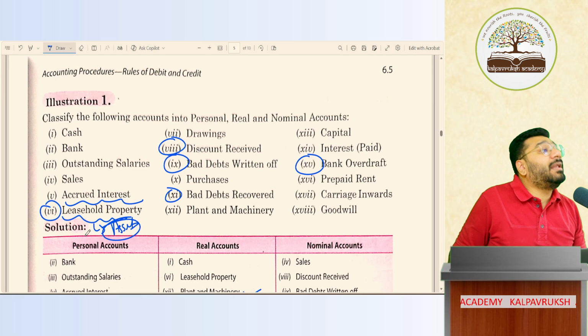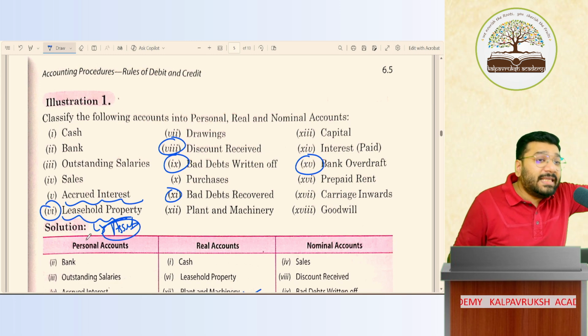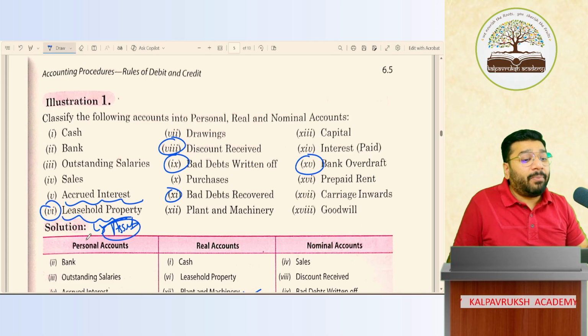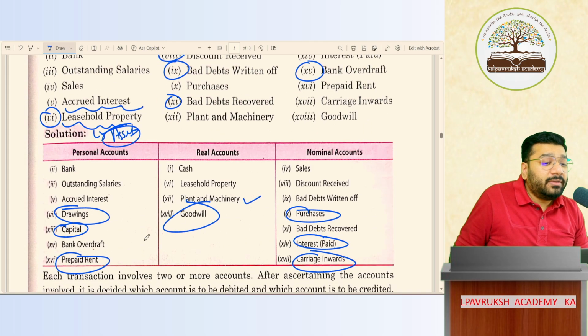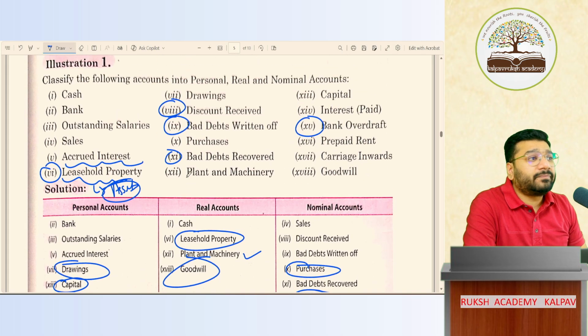All the assets are real accounts except those 5. Is leasehold property coming under the exception? No. Leasehold property is your real account. It is your asset. Got it, not got it.